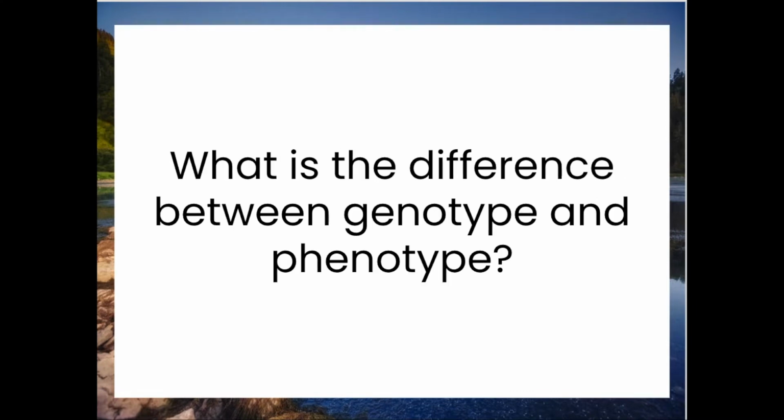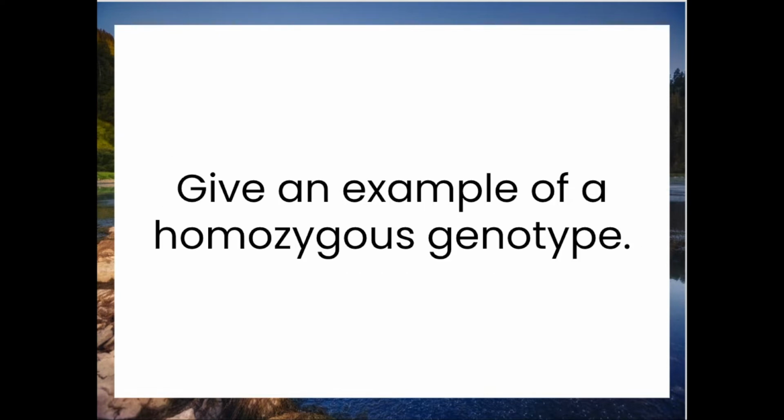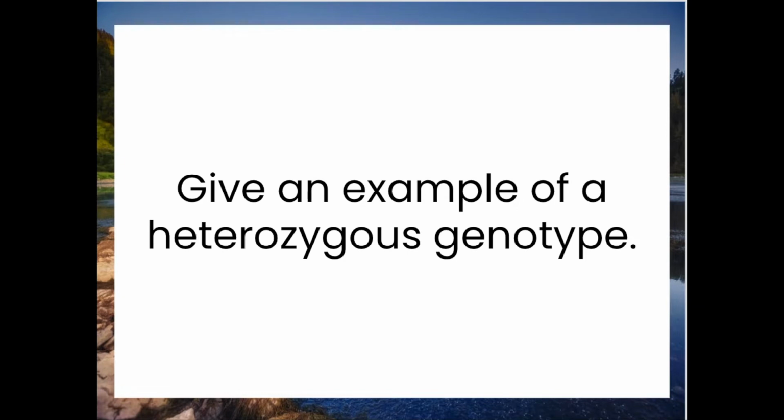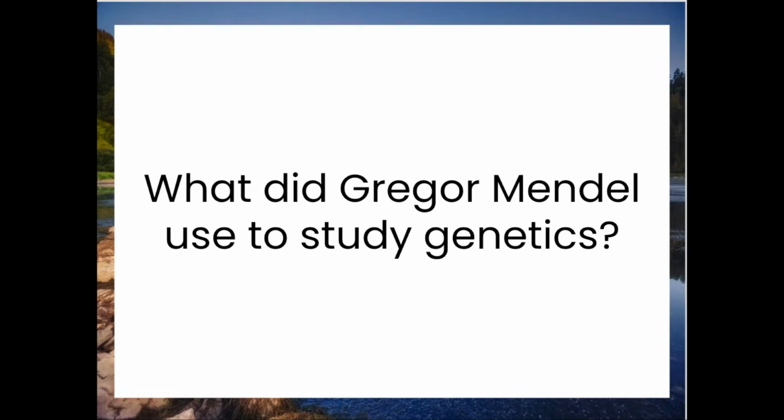What is the difference between genotype and phenotype? The genes of an organism are the genotype, and the observable traits are the phenotype. Give an example of a homozygous genotype. Big H or little h. Give an example of a heterozygous genotype. Big H, little h.